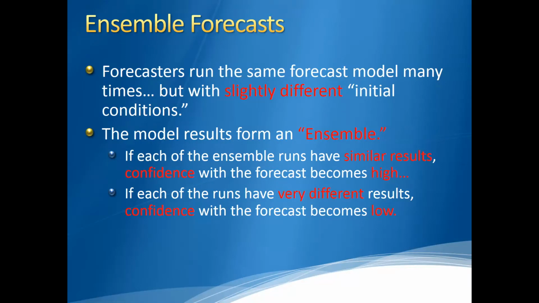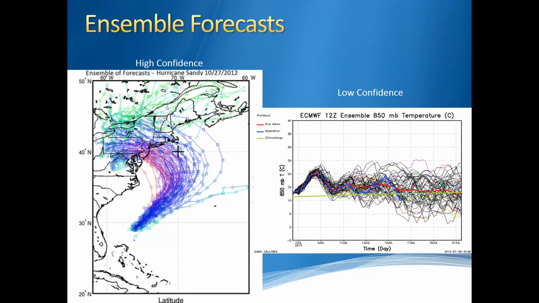Here's an example of a high confidence forecast. This was for Hurricane Sandy. And Hurricane Sandy was forecast to make a very unusual turn on the eastern seaboard. Normally hurricanes like Sandy start down here, they travel parallel to the coastline and out to sea. Well, Sandy was forecast to, instead of doing that, make a turn back towards the east coast.